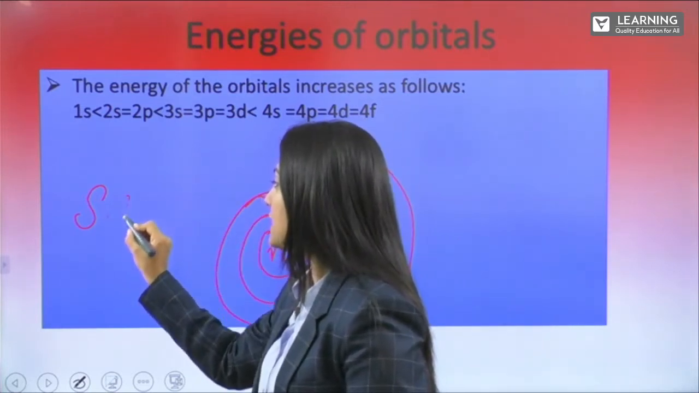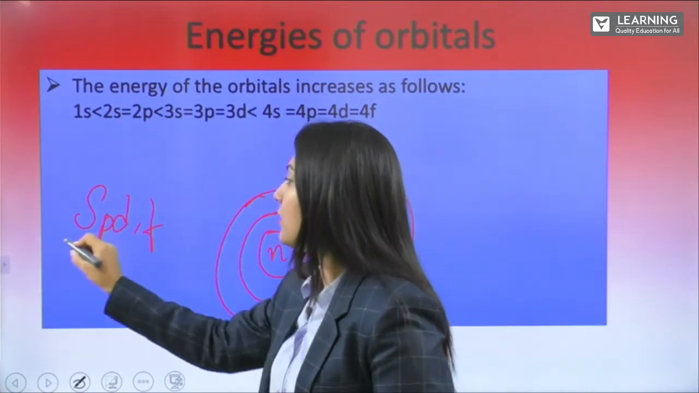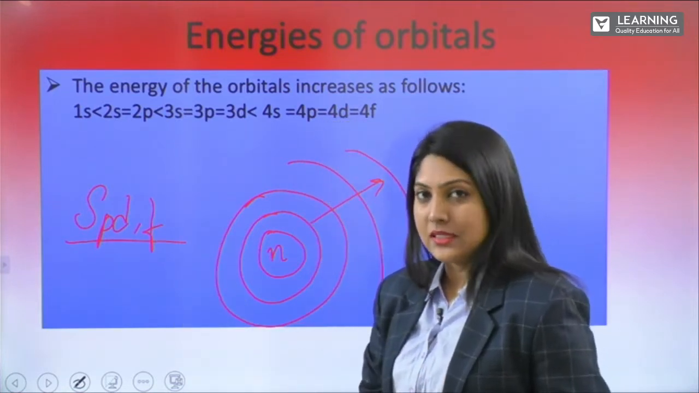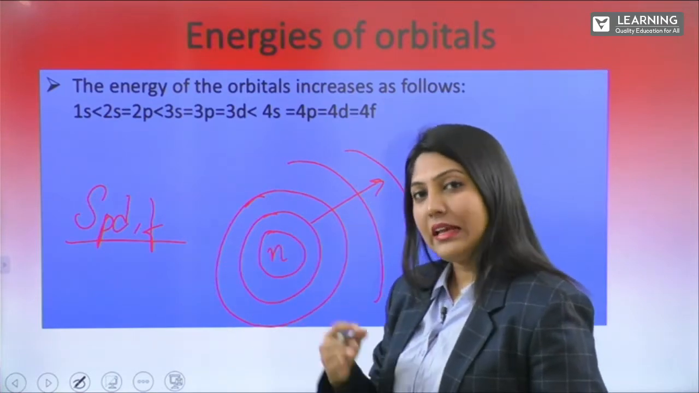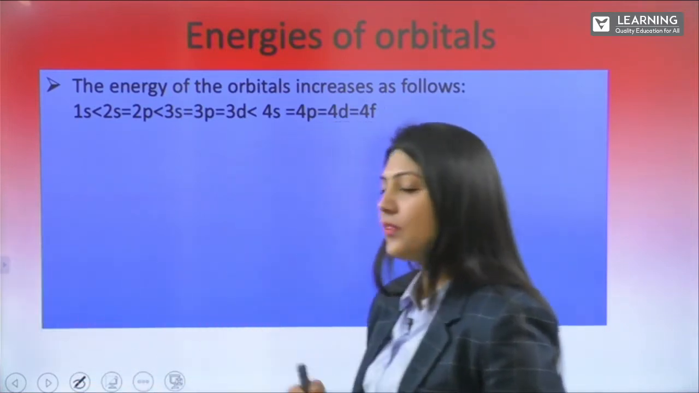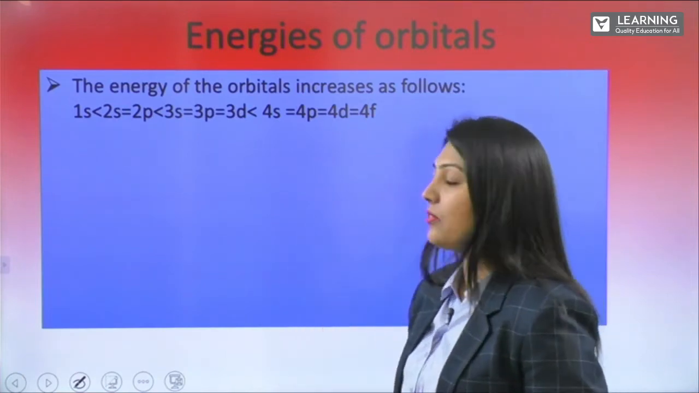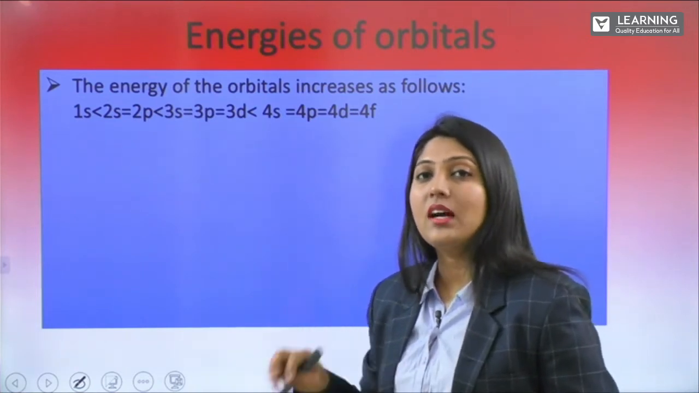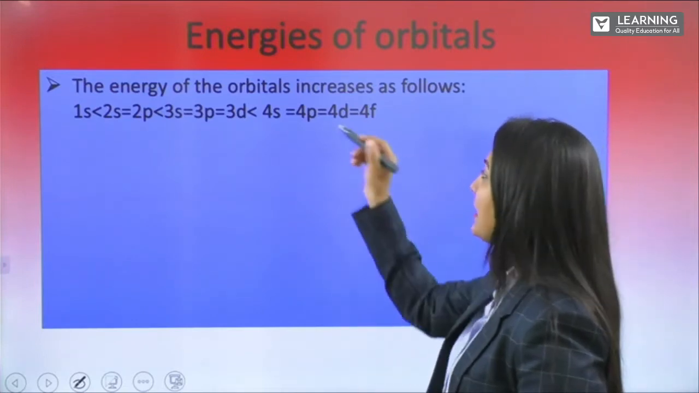You can say S, P, D, F. If you see this S, P, D, F and so on, they are the orbitals. Even these orbitals will have different energy levels. So that is what we are studying now. If you have different orbits with different energies, and also different orbitals with different energies, how to distribute the electrons? So if you see here, the energy of the orbitals increases.